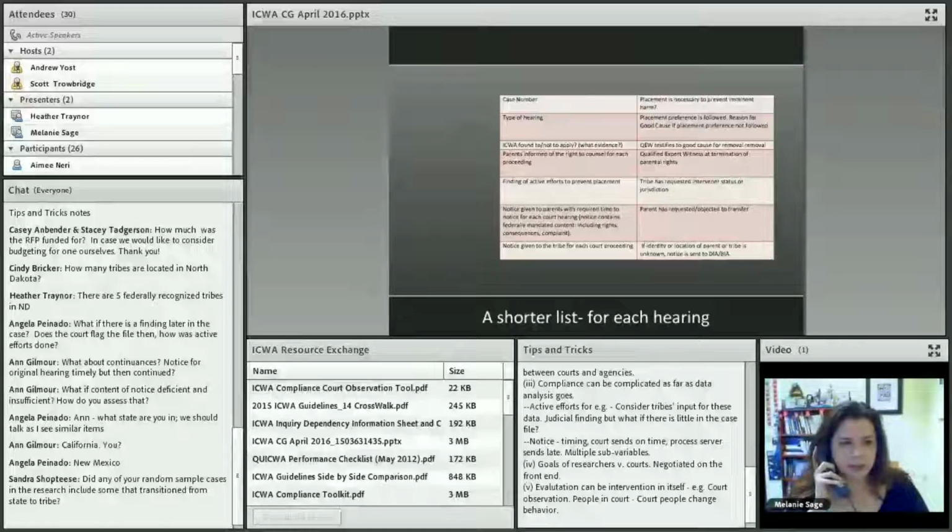Sandra's asking, oh, maybe she's not asking me. She says, did any of your random sample cases in the research include some that transitioned from state to tribe? Our cases are all state cases. We don't have access to tribal court data for this project, and we didn't use a random sample. We used a population sample, so every single case.